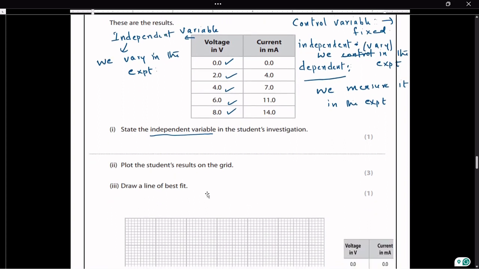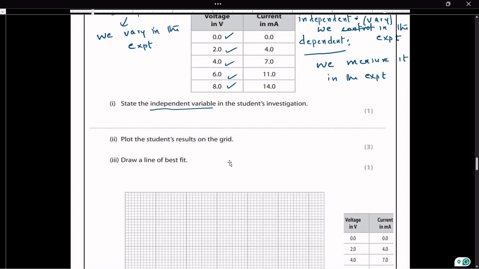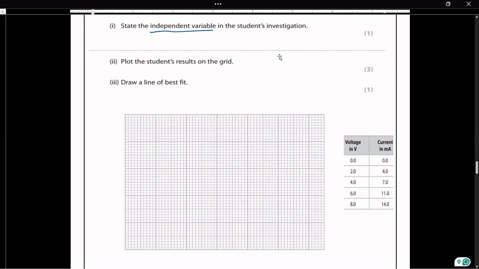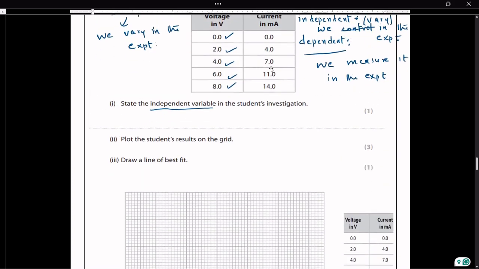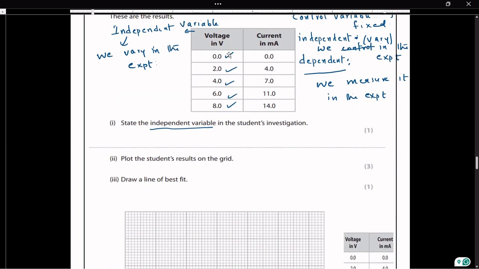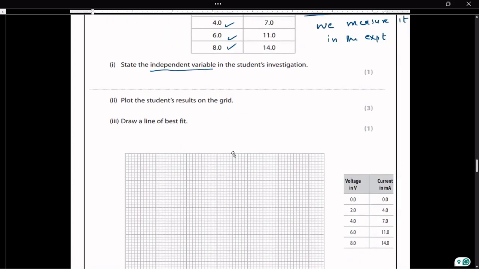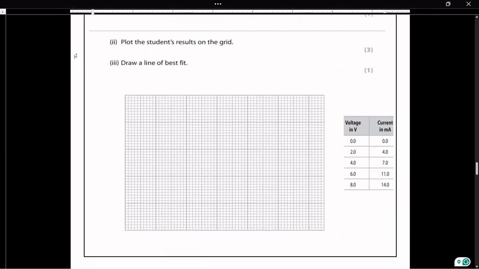Now plot the students' results on the grid and also draw a line of best fit. To save time, I just copied the table with the voltage and current here. Now here they are not telling you which value to put on the x-axis and which value to plot on the y-axis. But we know that always the independent variable is on the x-axis.